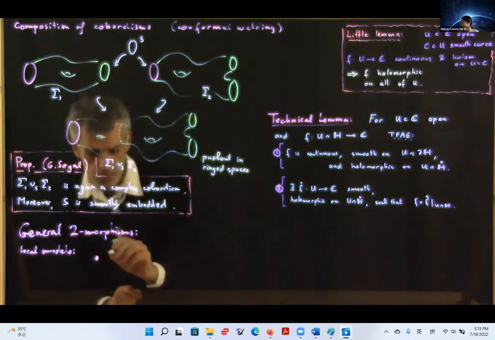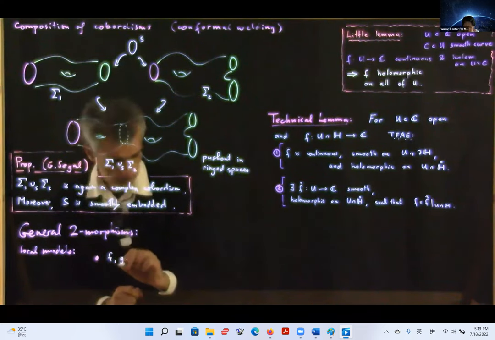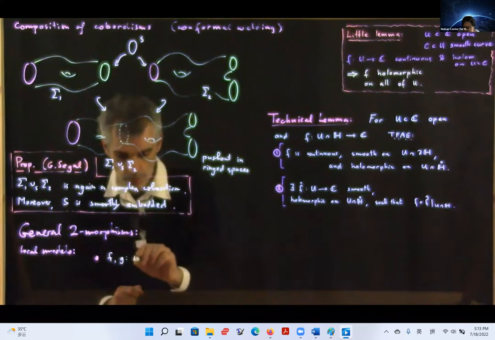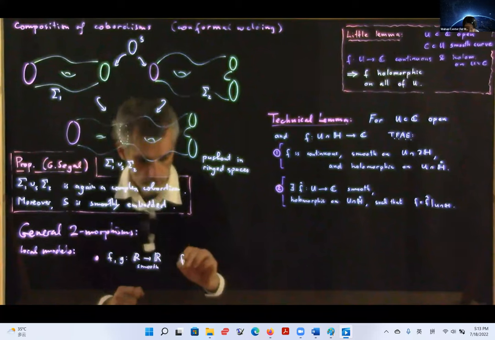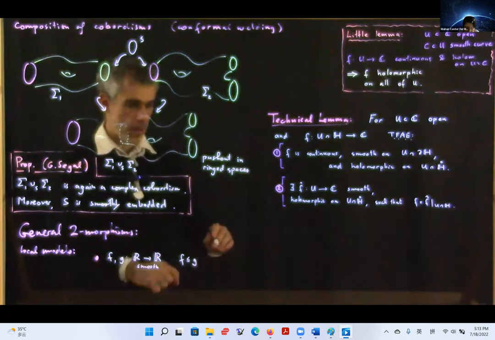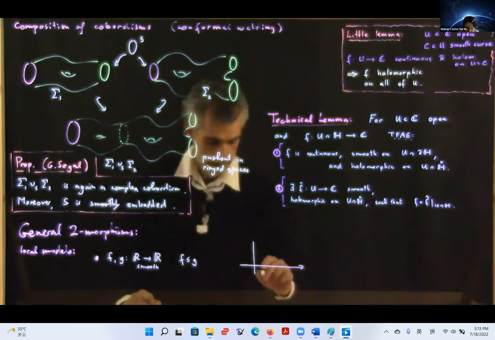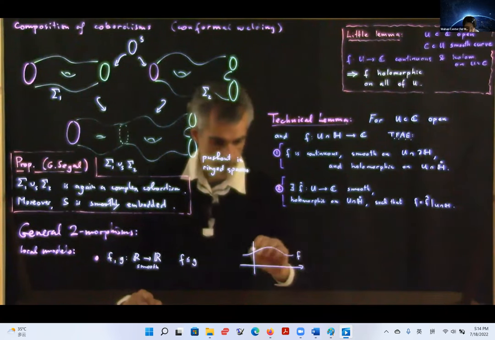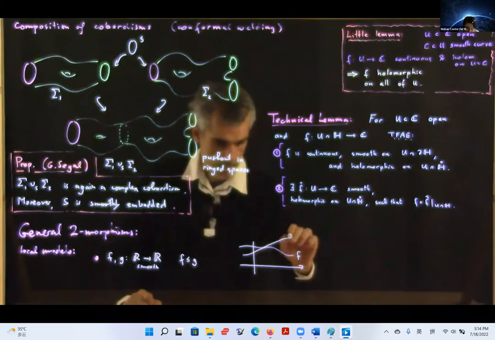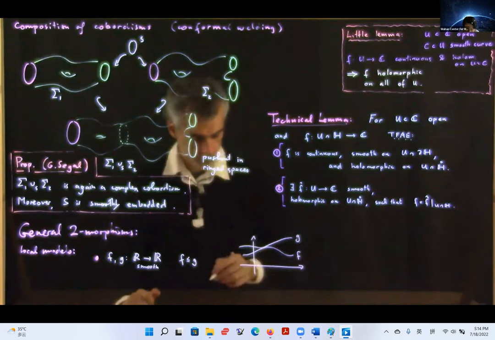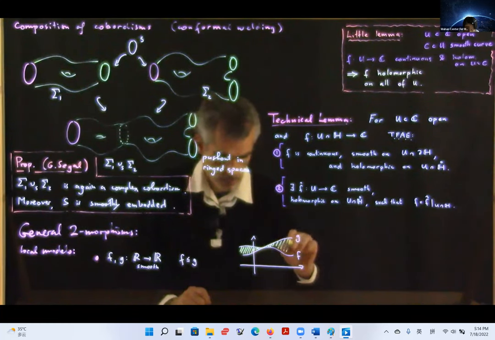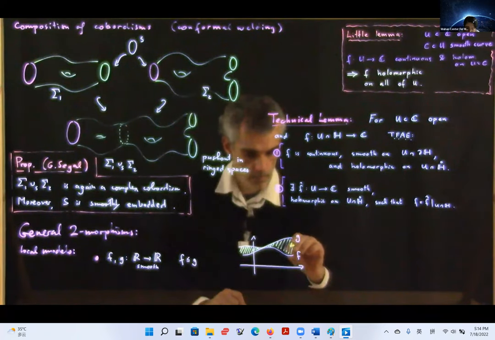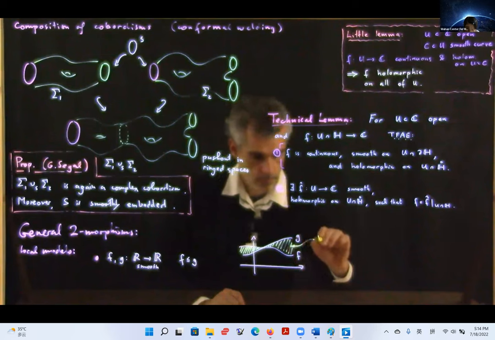So suppose that I'm given two functions, f and g, from R to R, smooth. Then one is smaller than the other. So if I draw the graph, say this is the graph of f, and that's the graph of g. And what I care about is the part that's in between. And I'm going to call that X sub FG. So that's the formal definition.